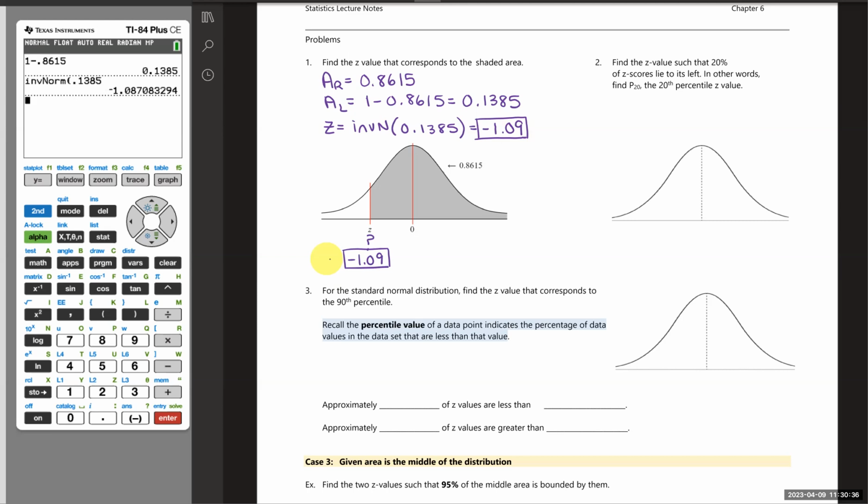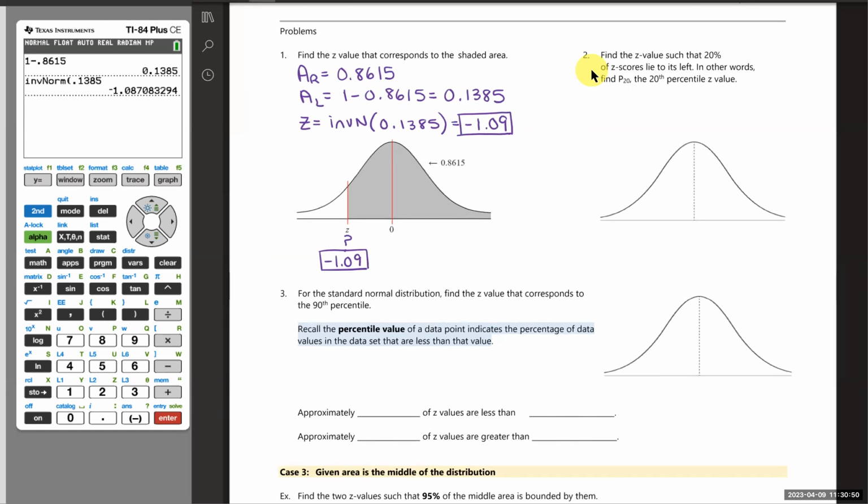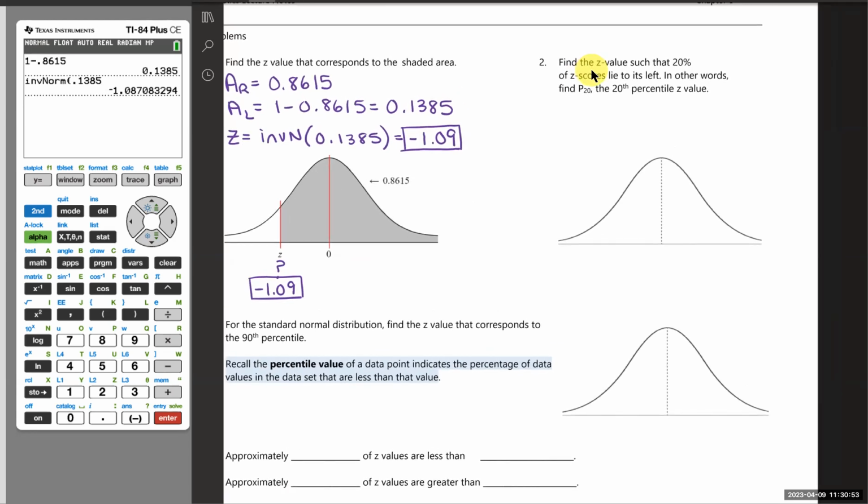All right, number 2. Find the z-value such that 20% of z-scores lie to its left. In other words, find the 20th percentile z-value. All right, so we'll use this as an opportunity to discuss percentiles, but first, let's get this given information. So find the z-value such that 20% of z-scores lie to its left. So they're giving you the area to the left. They'd like that to be 20%, or 0.20.